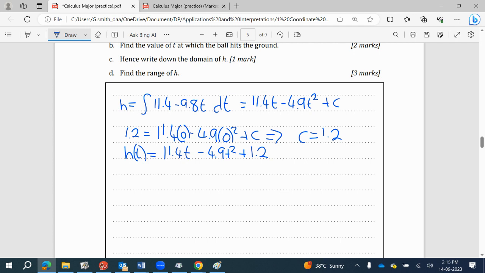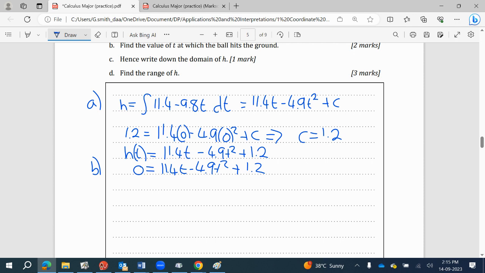What are we doing next? We need to find the value of t at which the ball hits the ground. So what is the height when the ball hits the ground? 0. So what has to equal 0? The y value. Well, so this function. So we can say that 0 is equal to 11.4t minus 4.9t squared plus 1.2.